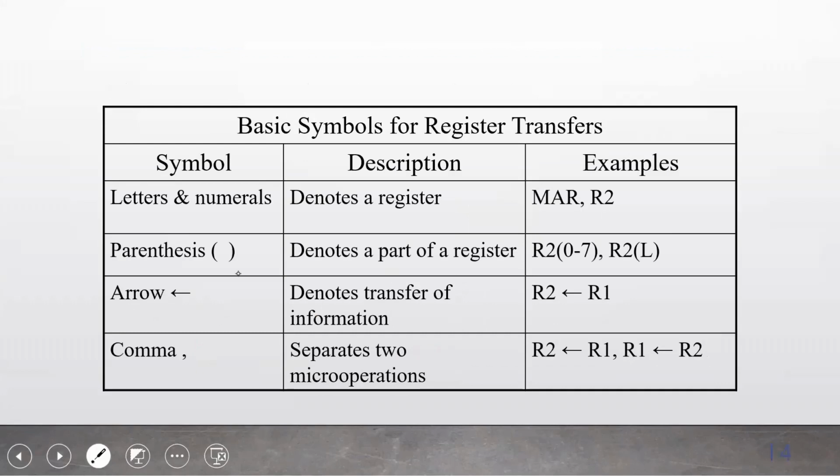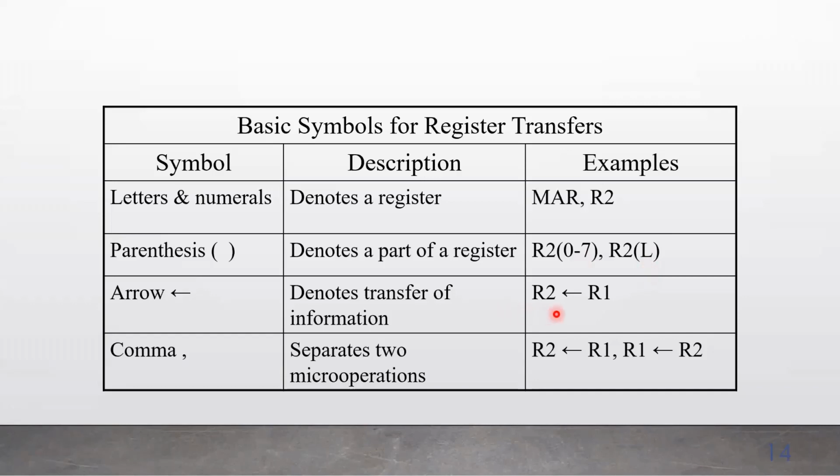And the other symbols used. Letters and numerals, and parentheses, are used to refer to bits. In a particular register, if you want to refer to a particular bit, R2(7) refers to the 7th bit of register R2. Or for a series of bits, R2(0-7) refers to bit 0 to bit 7 of R2. R2(L) refers to the lower order bits of register R2, and R2(H) refers to the higher order bits of register R2.